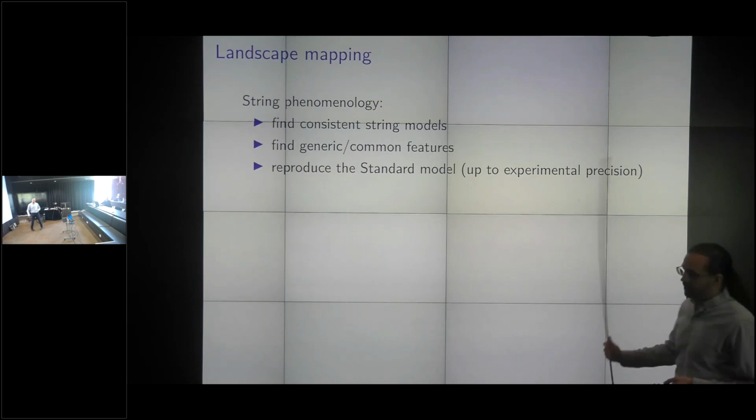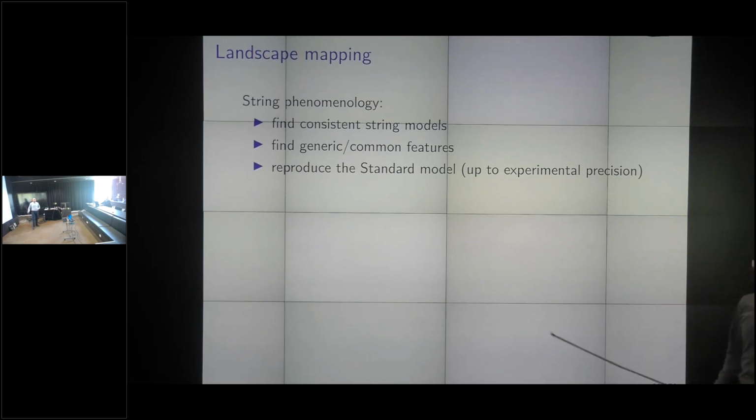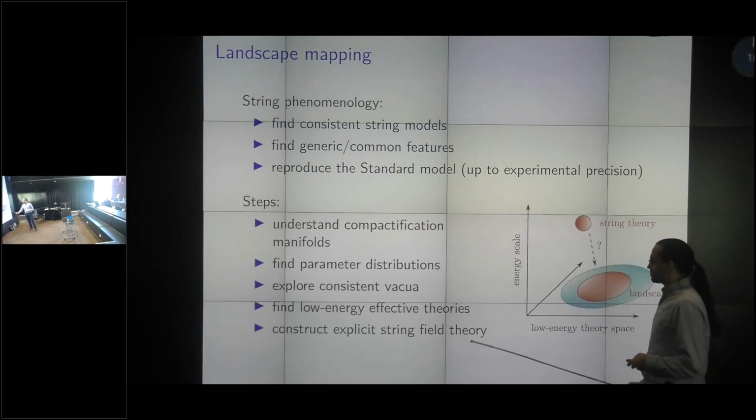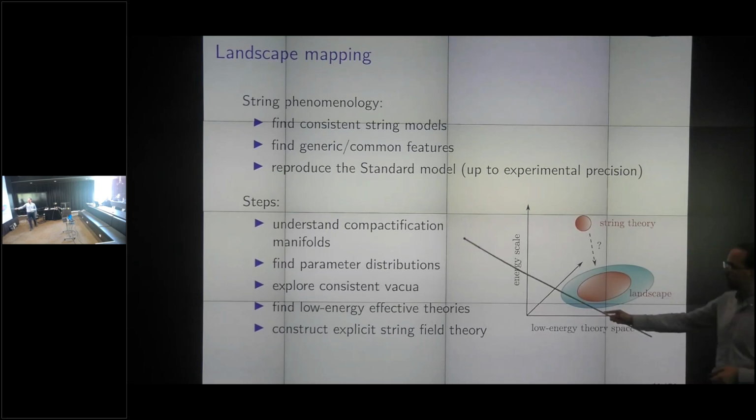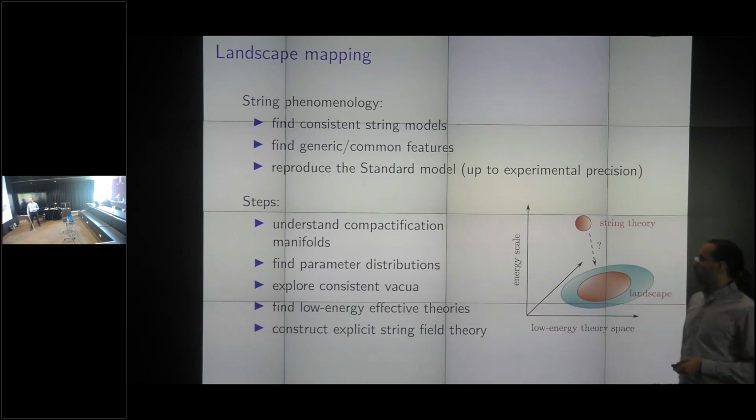So the first goal is to already find consistent string models. Then you need to find generic and common features, because then you can say, okay, I cannot reproduce the standard model, but I know what the common things are which I can try to look for experimentally. Or at least if your string theory is always telling you, here is what I get, and it's just opposite to experiment, you can start to get a bit worried. And, okay, they reproduce the standard model. So you have different steps: understand how you study the Calabi-Yau manifold, find parameter distributions, and so on.